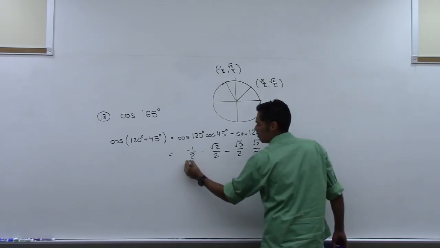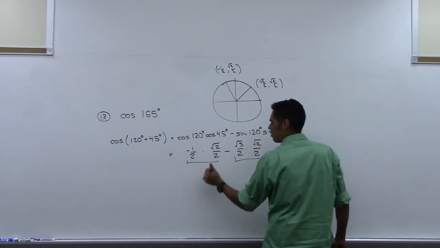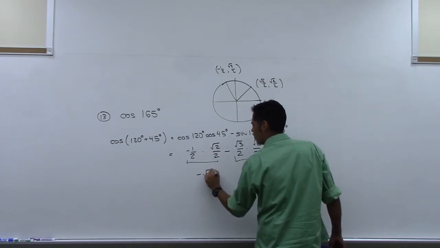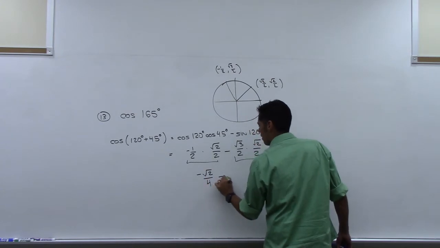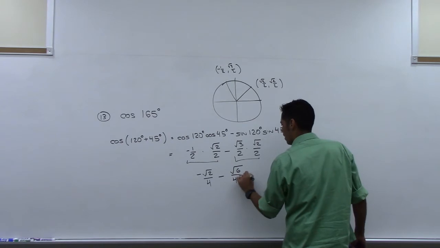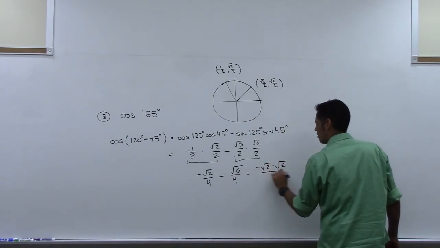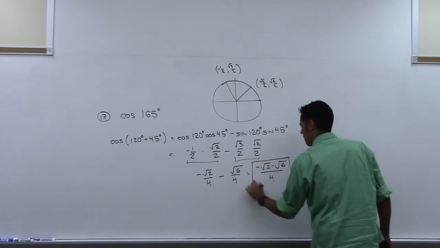And so what we want to do is multiply those two together, and then we'll subtract. So when I multiply straight across here, I get negative root 2 over 4. And then minus, here I get root 6 over 4. And when I put those two together, I get negative root 2 minus root 6 over 4. There we go.